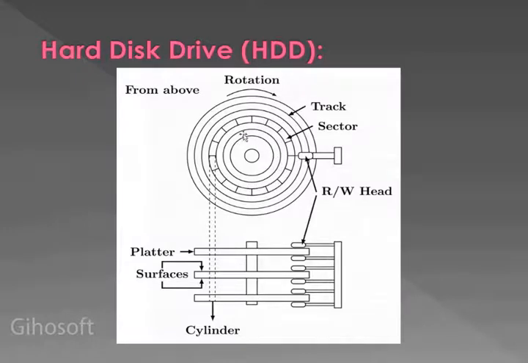tracks, concentric tracks. Each of these circles is a track, and inside each track there are further divisions which are known as sectors, like this. And a combination of track and sector makes up one block of data. This is one block of data. This is a read-write head.